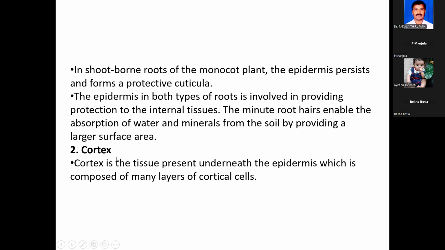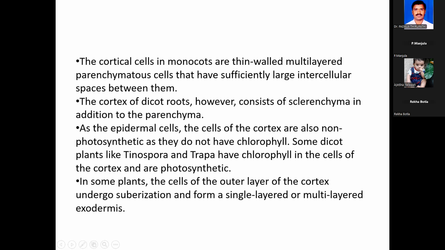Next is the cortex. The cortex is the tissue present beneath the epidermis, and it is composed of many layers of cortical cells. The cortical cells in monocots are thin-walled, multi-layered parenchymatous cells that have sufficiently large intercellular spaces between them. The cortex of dicot roots, however, consists of sclerenchyma in addition to parenchyma.